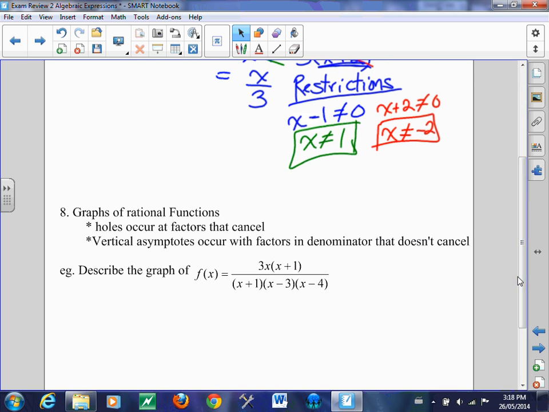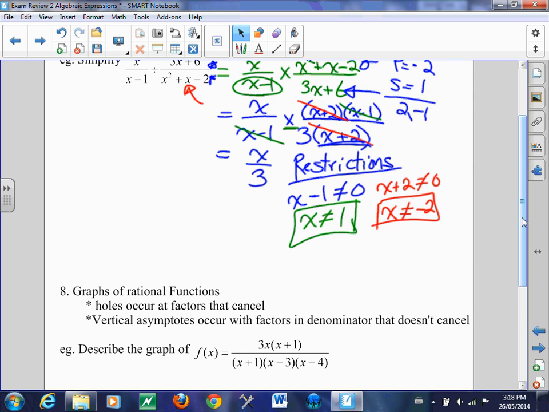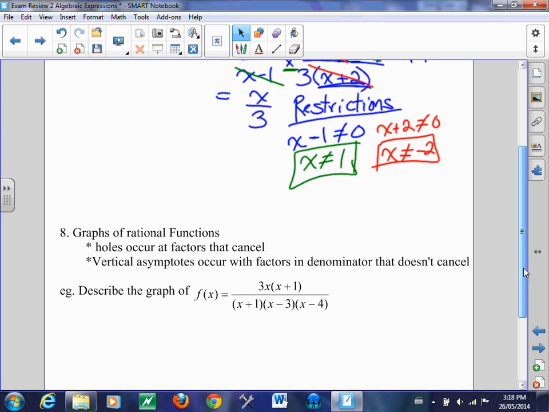Okay, graphs of rational functions. Remember we talked about holes occurring where the factors canceled out. So if you go back here, ladies and gentlemen, notice that we canceled out x plus 2, and we canceled out x minus 1. So if you solve for those, the holes would occur at -2 and at +1. And vertical asymptotes are where the factors don't cancel. We didn't have any in this case above because all the factors got canceled. I apologize, we have the x still there.